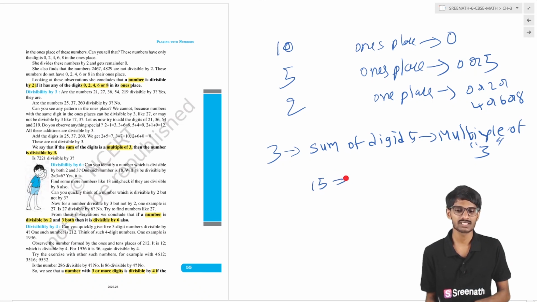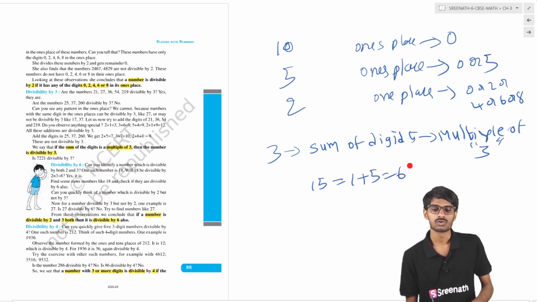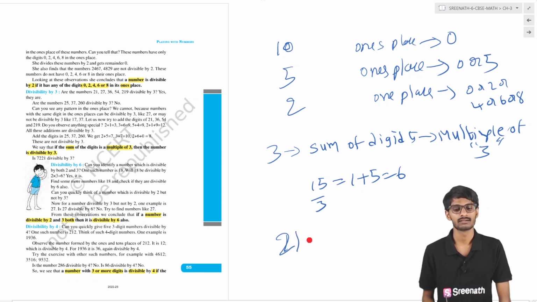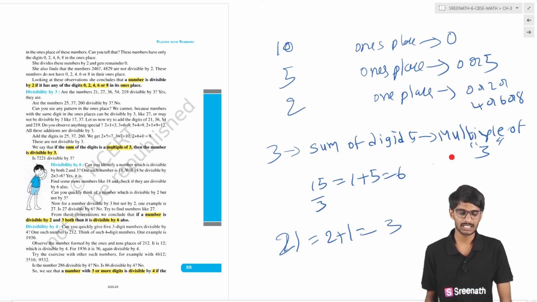What is the sum of digits? That is 1 plus 5, so what is the value? That is 6. So this 6 is a multiple of 3, so finally it is divisible by 3. And if you take 21, the sum of the digits is 2 plus 1, that is equal to 3. So 3 is a multiple of 3.